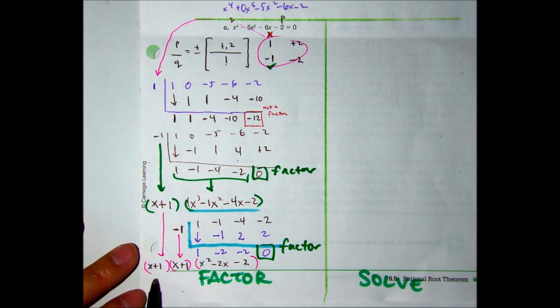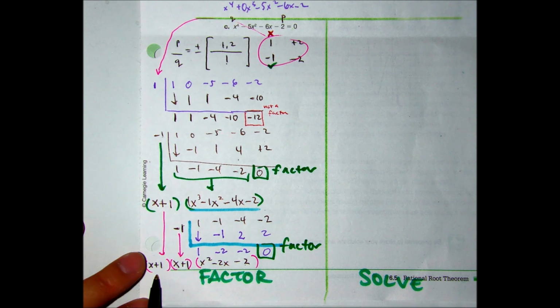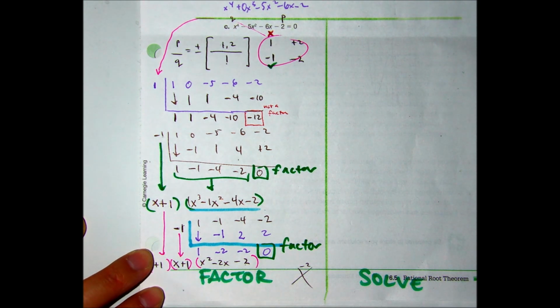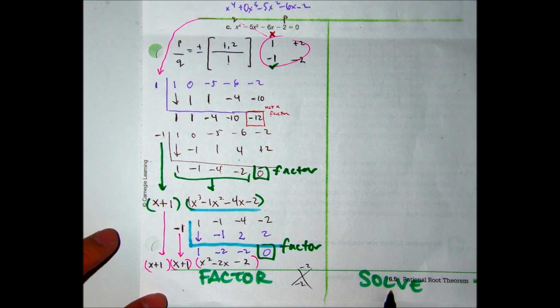But what do you guys need to do next? Did we factor this completely? Can you factor that again? No. If you use two numbers that multiply to be -2 and add to be -2, there's no two numbers, right? So this is prime. Now you guys need to solve it. We're okay?